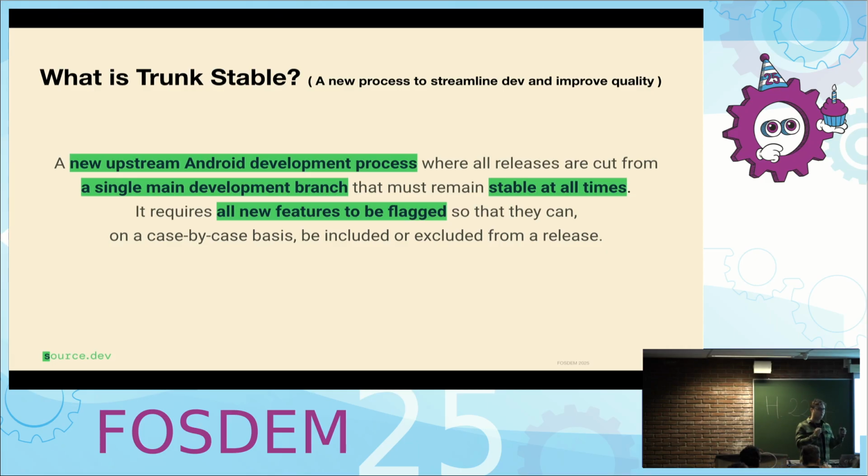This basically requires that all new features are developed behind flags, so that on a case-by-case basis, those flags could be enabled or disabled to maintain code base stability. You'll see in a second why this model was very much needed. But basically, Google advertises this as streamlining development and improving quality. So probably the best way to describe why the new model works and why it's so useful is to take a look at the old development model and to try to understand what wasn't working in it.